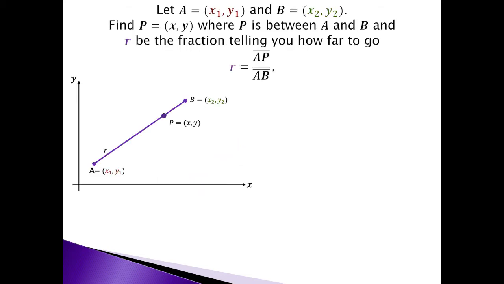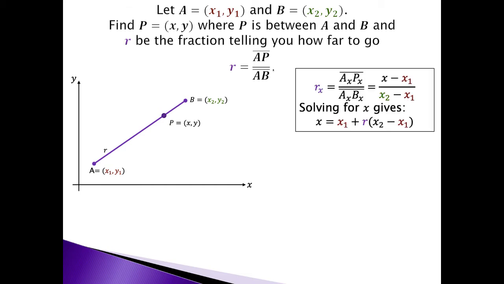Well, we're going to let A be (x1, y1), B be (x2, y2), and we want to find the point P (x, y), where P is somewhere between A and B, and R is that fractional ratio that tells us how far we're going to go on the line segment. So R is going to be AP over AB. So it's going to be that fractional ratio.